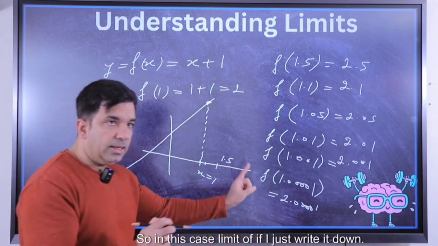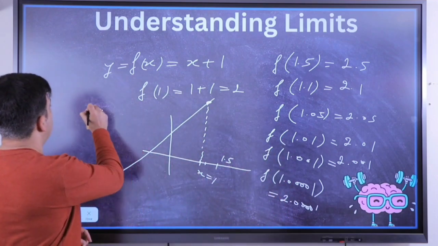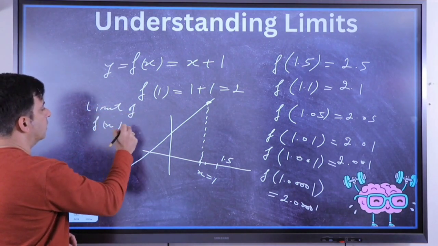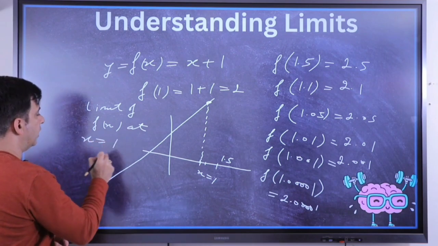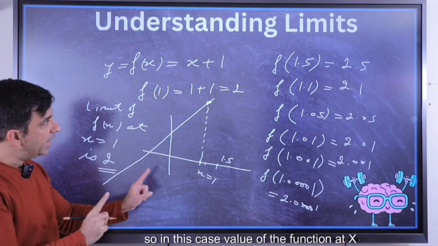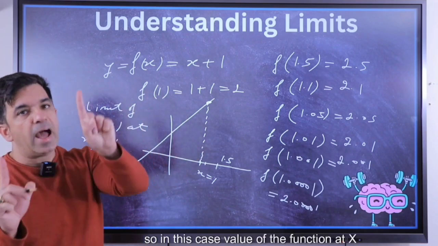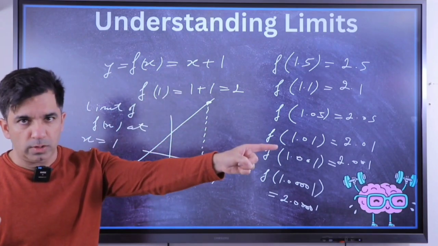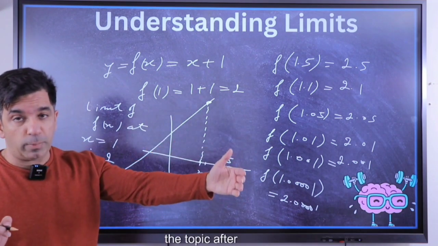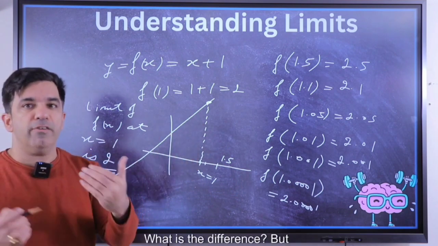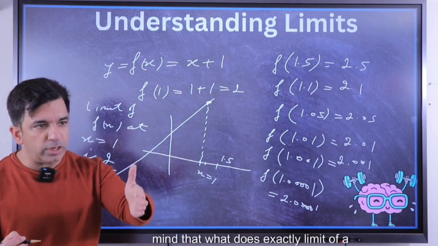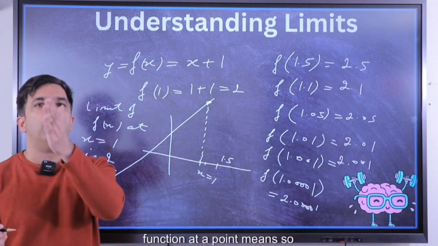So in this case, if I just write it down, limit of f(x) at x is equal to 1 is 2. So in this case, the value of the function at x is equal to 1 was also equal to 2. But now it looks like both these things are the same, but we'll go further into the topic after this, and then we'll understand what is the difference. But the first task is this, that we should be very clear in our mind what exactly the limit of a function at a point means.